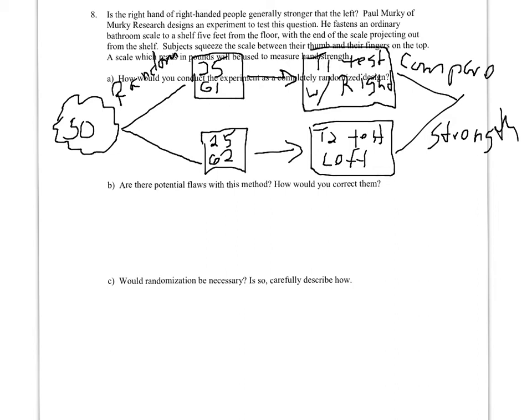And that's perfect. Okay, but is that the best way to do it? Are there potential flaws in this? Well, yeah. One group could have more strong people. One group could have people with bigger hands. Maybe that helps it out. But those are all things that could affect this. So how can we get around this?